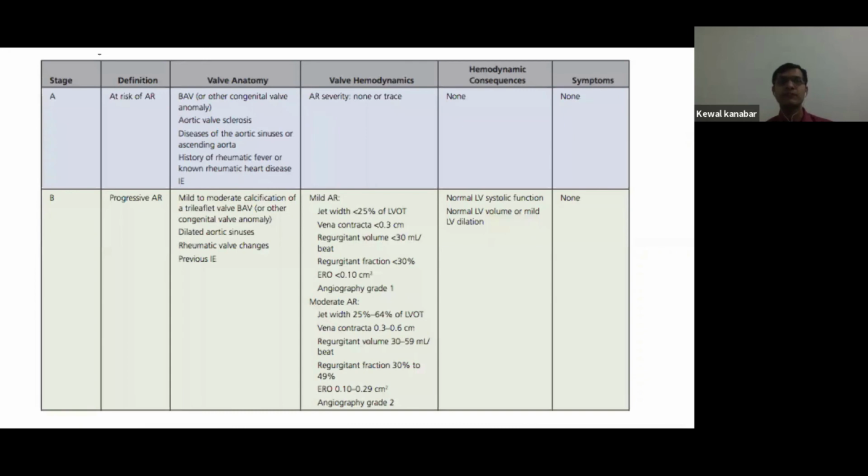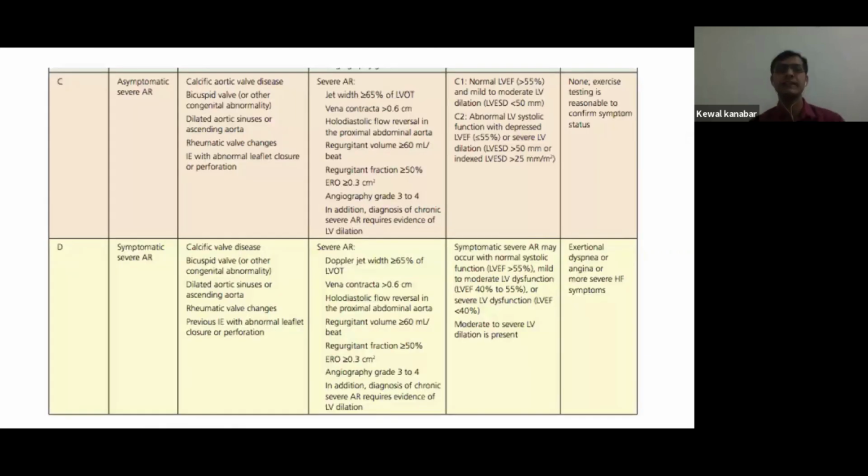So we know the classification. Stage A is at risk of AR, stage B is mild or moderate, that is progressive AR. Stage C is asymptomatic severe AR, and stage D is symptomatic severe AR.